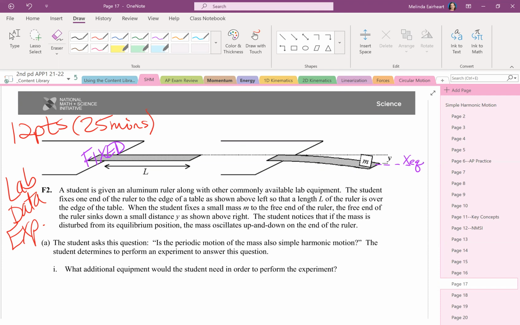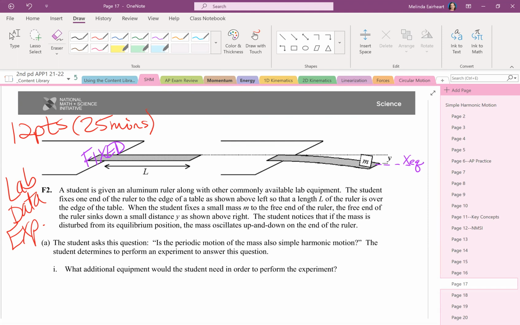The student notices that if the mass is disturbed, flicked, right? You flicked a ruler before. And I'm not going to flick it hard. My goal is not to break the ruler, so I'm not passing these out. Students have broken all my rulers over the years, but you just flick it, right? So they put a mass on, so it's depressed first, and then they flick it.